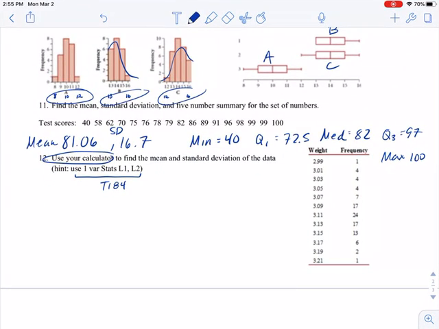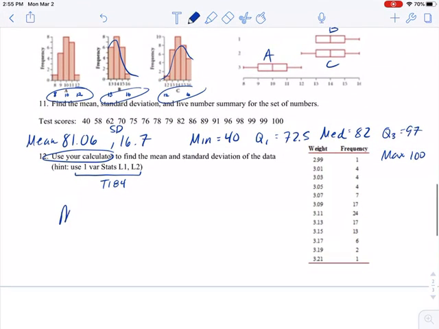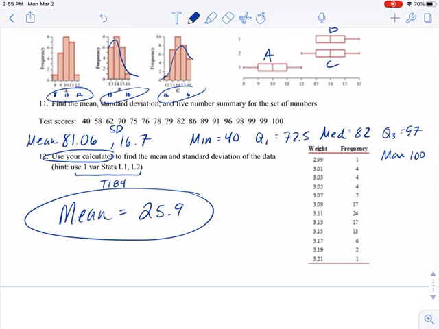So I'm going to leave it as an extra credit problem for you to see if you can figure out the standard deviation. For now, we'll just say the mean is 25.9. And again, if you can figure out the standard deviation, that is extra credit.